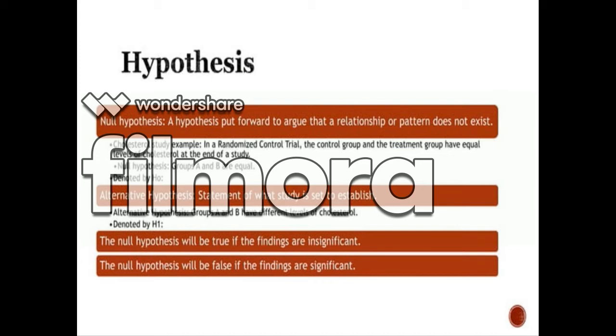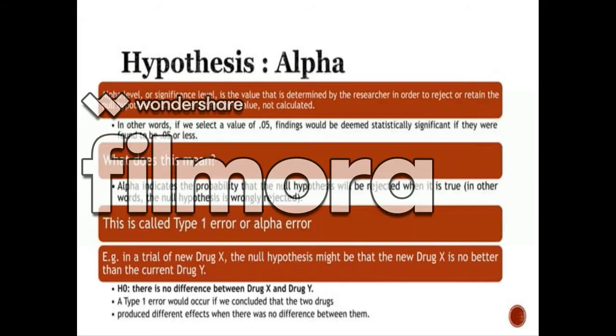Alternative hypothesis, statement of what the study is set to establish. So alternative hypothesis example, group A and group B have different levels of cholesterol. The null hypothesis will be true if the findings are not significant. However, the null hypothesis will be false if the findings are significant. So let's talk about hypothesis alpha.